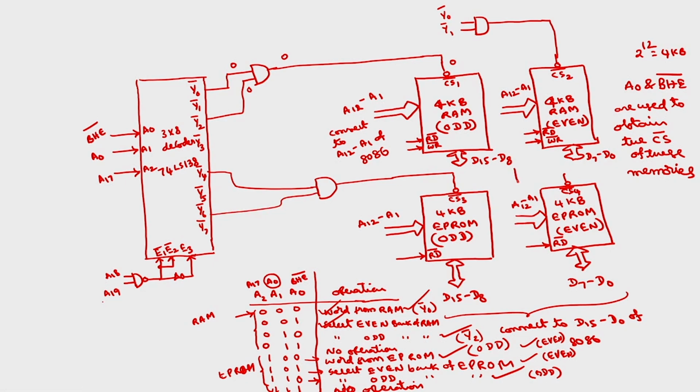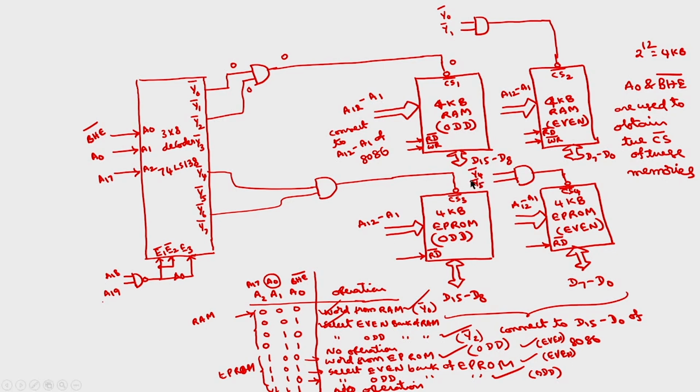Similarly for chip select 4, another AND gate, whose output you have to connect to the chip select. What will be the inputs? 4 and 5. This will be Y4 bar, Y5 bar.